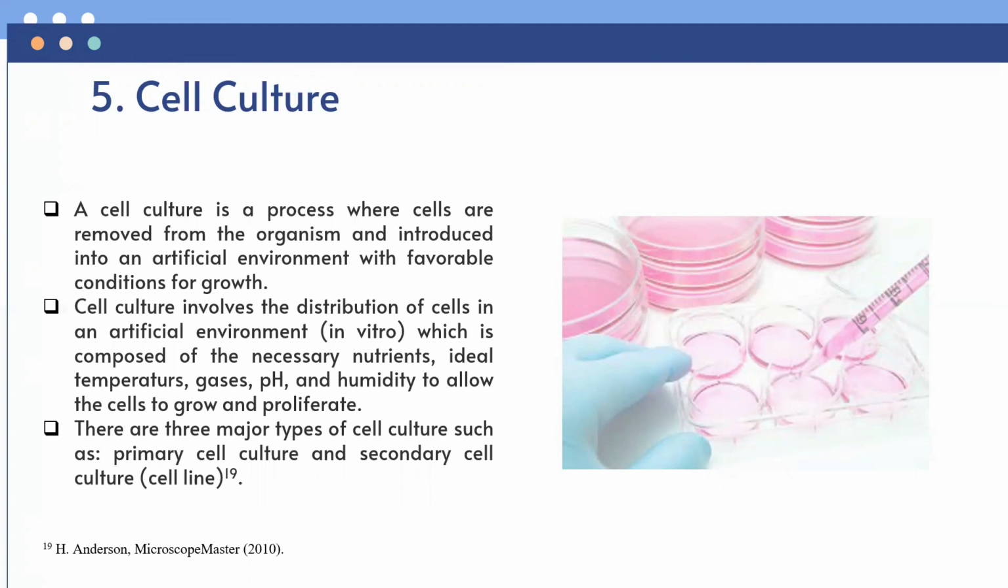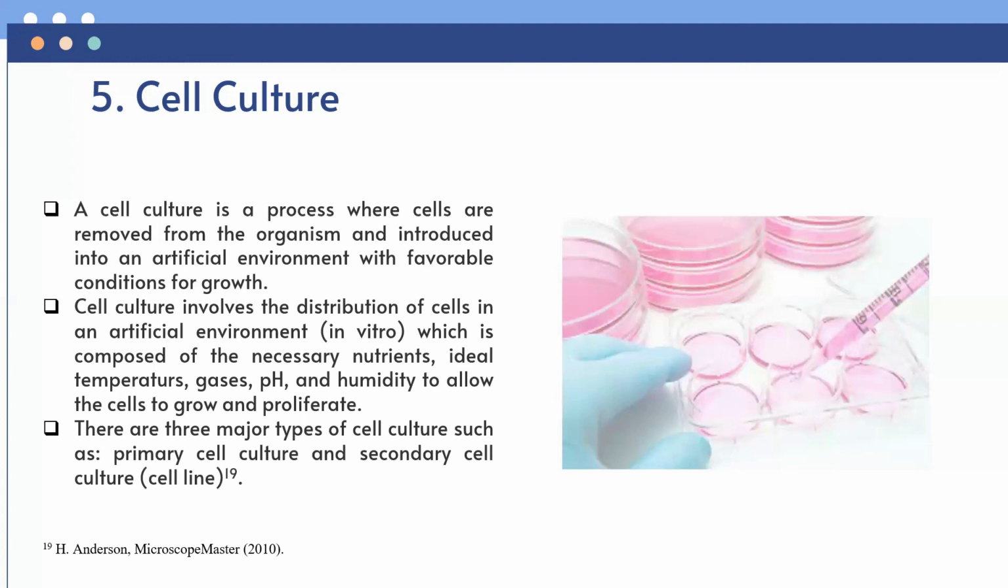Cell culture is an essential technique in both cellular and molecular biology, given that it provides the best platform for studying the normal physiology and biochemistry of cells. There are three major types of cell culture, such as primary cell cultures and secondary cell culture or cell line.